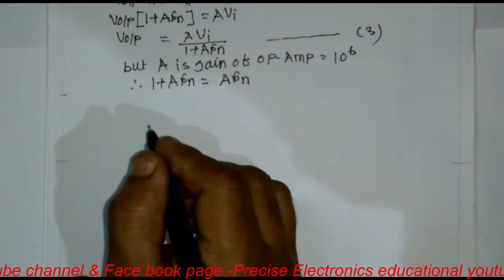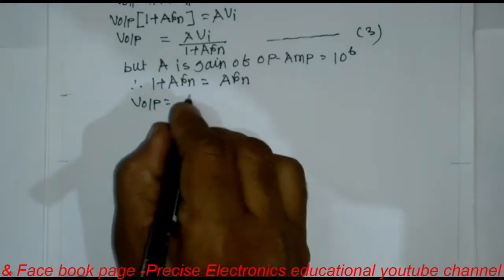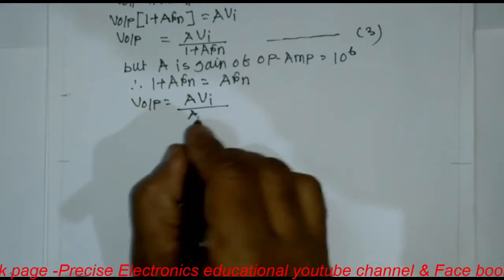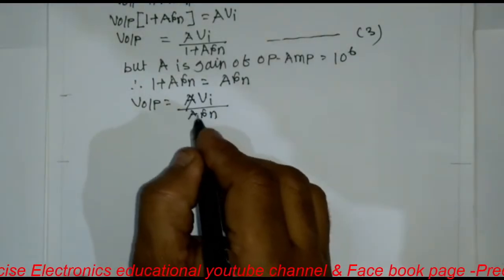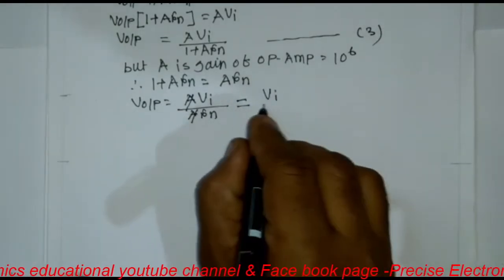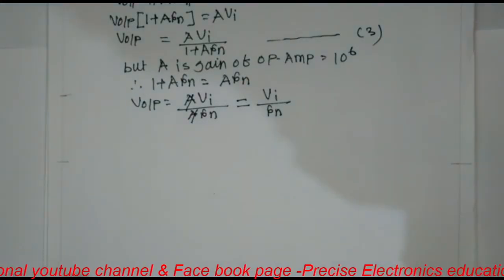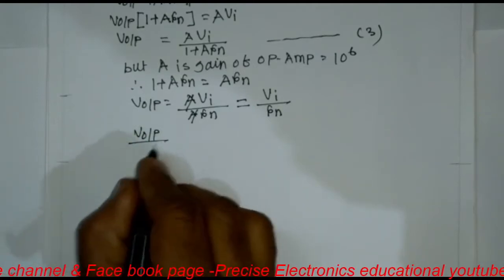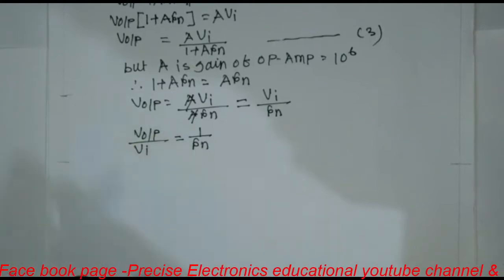Now by substituting this value in equation number 3, we get V output is equal to A Vi upon A Fn. So friends, in this case A and A get cancelled. So it is now equal to Vi upon Fn. Now V output upon Vi is equal to 1 upon Fn.